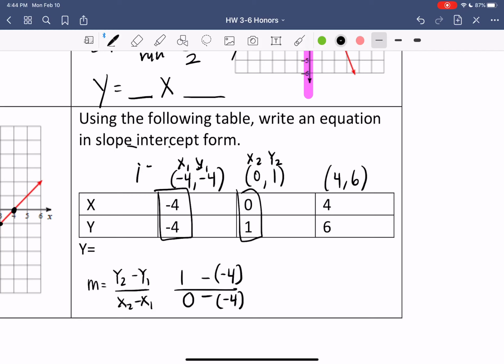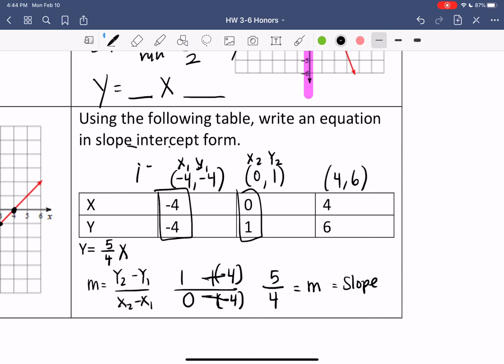So 1 minus negative 4, so remember 1 minus negative 4, that would be 1 plus 4, which is 5, over 0 minus a negative 4, so 0 plus 4, 5 over 4. So this is equaling our m, which is our slope, either one is right there. So now we have y equals mx, which is 5 over 4x, and then we need to figure out our y-intercept.